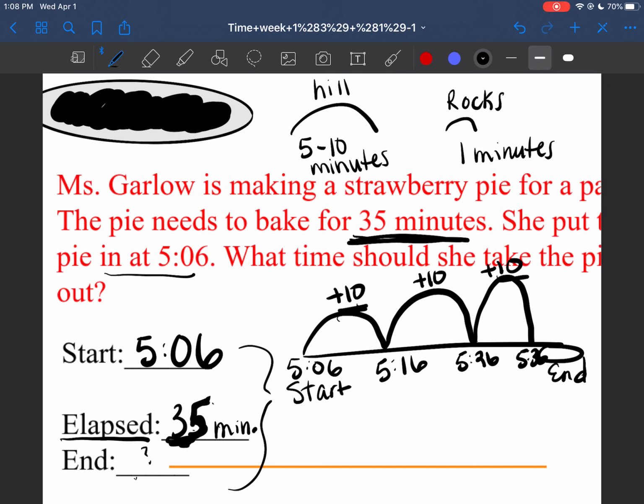So I'm going to make a jump of 5. 5:36 plus 5. 5:36, 5:37, 5:38, 5:39, 5:40, 5:41. So my end time is 5:41. Notice how today is a little bit different than yesterday, because yesterday you were given the start and the end and you were trying to figure out those minutes, the elapsed time. Today we're trying to figure out the end time.